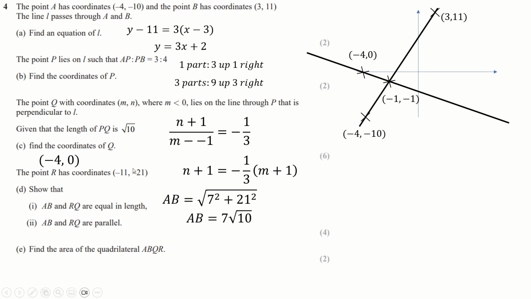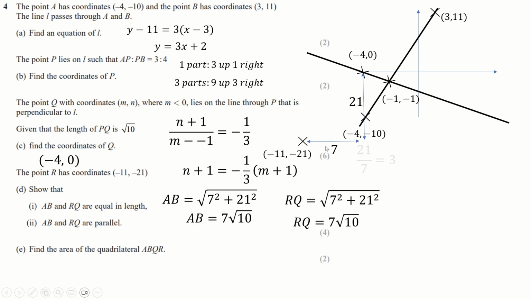And then this coordinate here, this is R, and that needs to go to Q, which was this one here. Well, that's, again, just 7 across, 21 up, which is nice, because that means, of course, it's the same length. And also that they're parallel. Well, clearly this is gradient 3. It's 21 over 7, which is gradient 3, which is what we already decided this one was based on this here. So maybe just explain that, and therefore you end up with that.